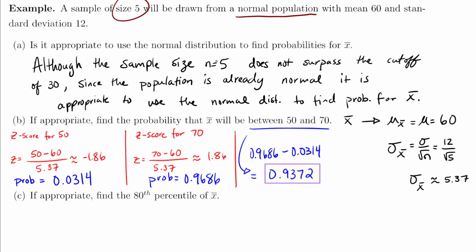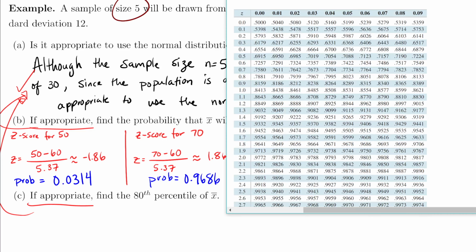So next we're asked if appropriate, which it is appropriate because of A. That was already answered above. Find the 80th percentile of our sample mean. Now, we know when we're doing this, if they ask you to find the 80th percentile, they want to find what z-score would align to give you 80% of the population before that value. So the first thing I'm going to do is I'm going to bring up the chart and I'm going to look in the area section to see where do I get closest to 0.80.